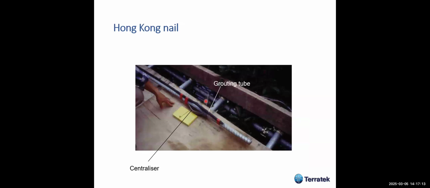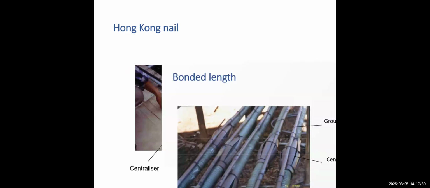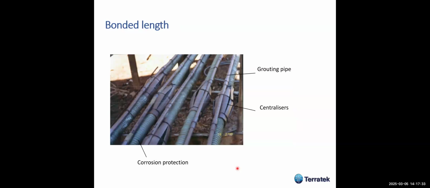An example of a nail used in Hong Kong, in which, of course, they must use a centralizer. This is the galvanized bar, and here the grouting tube that runs alongside the galvanized bar. And this is another example of corrosion protection by resin coated bars. And here's the centralizer, and here's the grouting pipe running close to the bar.